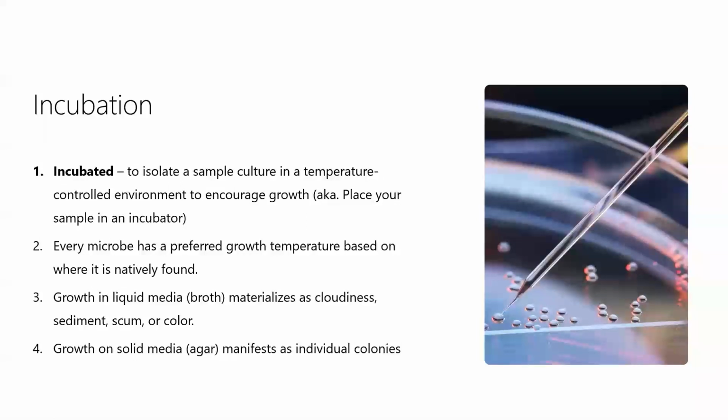Okay, so once we have inoculated it, we're going to then incubate it. And incubation is going to be isolating your culture in a temperature controlled environment that will encourage its growth. So basically, this means we're going to take our sample that we've prepared and place it in an incubator or in the proper growth environment. So if I want a microbe that's typically found in the human body, I'm going to put it in a 37°C incubator that mimics our body temperature.